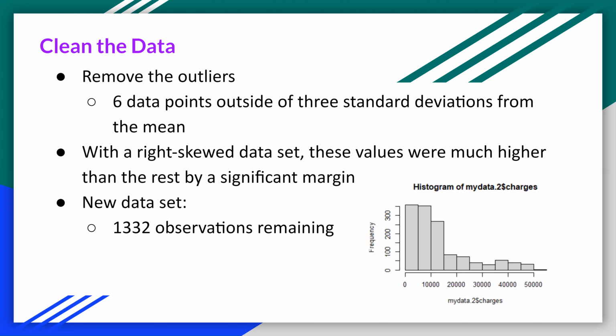For cleaning the data, we didn't have any missing data, but we did have to remove 6 data points that were outside 3 standard deviations from the mean, making it a right-skewed data set. After we removed those, we had 1,332 observations remaining.